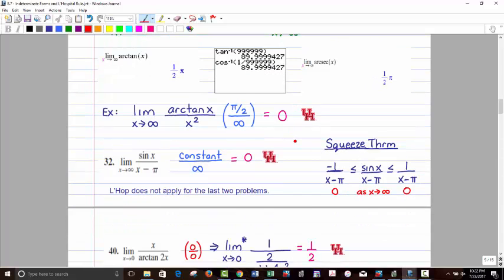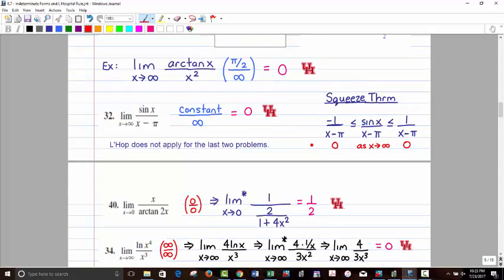So how about this one? Now, limit as x goes to infinity of arctan of x over x squared. Now this one is not L'Hopital's rule. See, I didn't put a star anywhere. Arctan of infinity is not infinity, so it's just a number. So all you have here is a number over infinity, so it just goes to 0.